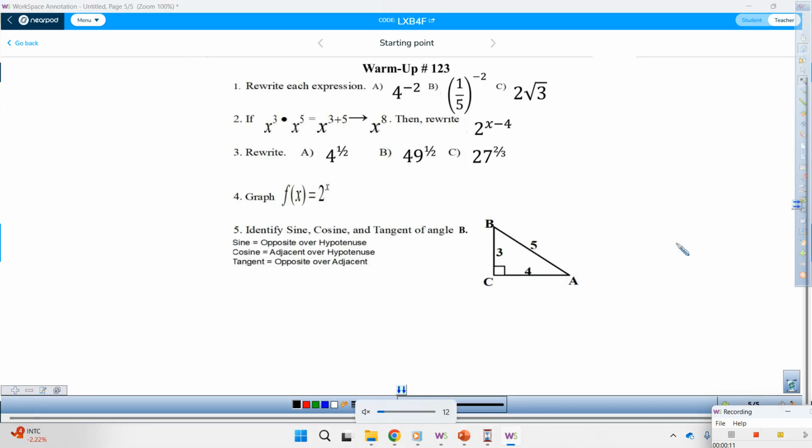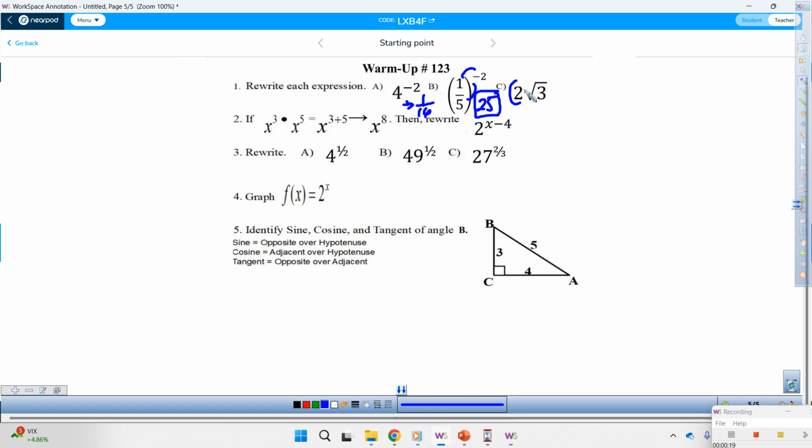For the sake of time, here we go. Number 1, 4 to the negative 2 became 1 over 16. Hands if you got that. All right. 1/5 to the negative 2. You distribute. That became 25. Hands if you got that. That is correct. Or 25 over 1.